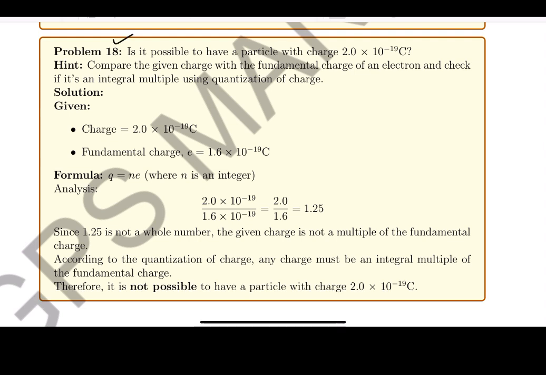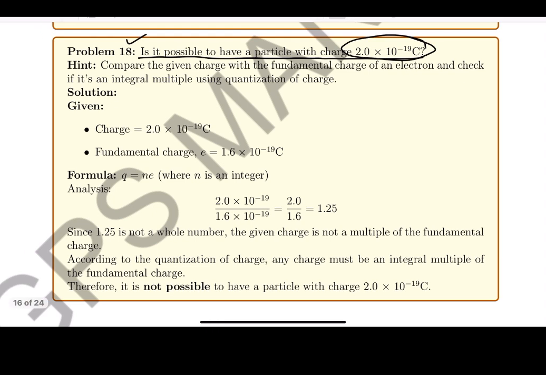Question number 18, problem number 18. Let's do this. Is it possible to have a particle with charge 2.0 into 10 to the power minus 19 coulomb? Okay, let's check. Is it possible to have this much charge? One electron is equal to 1.6 into 10 to the power minus 19 coulomb. So 1.6 and 2.0, which one is more? 2.0 is more, obviously, right? 2.0 is more. Now let's check.